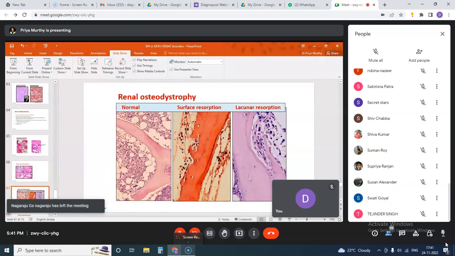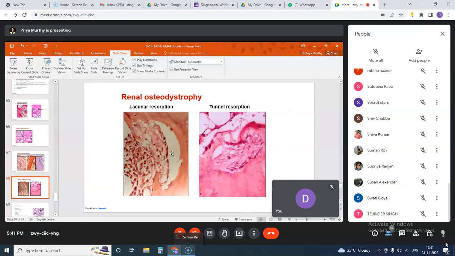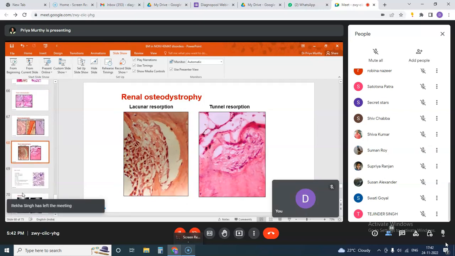So these are some more pictures. This is known as lacunar resorption, where the osteoclasts eat up into the bony trabeculae and form a kind of lacuna. And when this lacuna increases, it dissects through the bony trabeculae, leading to osteitis dissecans. This is another case of renal osteodystrophy where there is lacunar resorption, and then this is tunnel resorption. This is known as tunnel resorption when there is a hole created within the bony trabeculae.